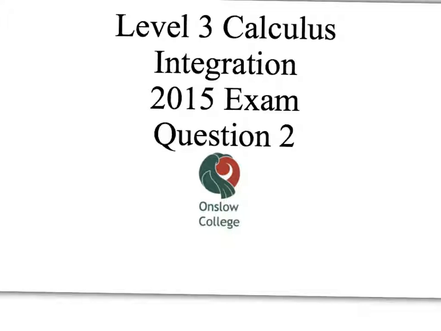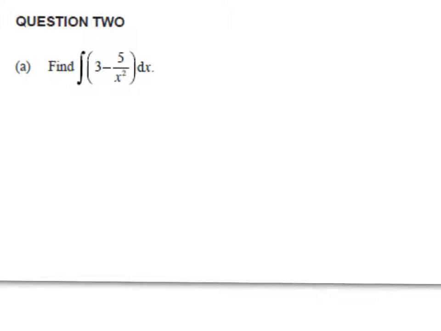This is question 2 from the 2015 exam. It's just the first part, so it's questions A, B and C, so 2 achieved questions and then a merit question. Okay, here's the first one. Find this integral here. Let's see what we've got.